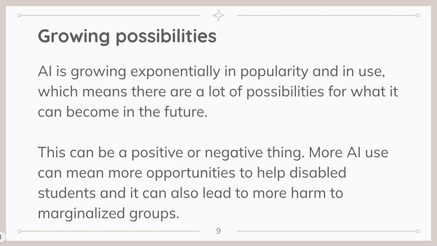There are a lot of growing possibilities of using AI to help with accessibility. So it's growing exponentially in popularity and in use, which means that there are a lot of possibilities for what it can become in the future. And this can be positive or negative. More AI use can mean more opportunities to help disabled students, but it can also lead them to being harmed because they're a part of a marginalized group.